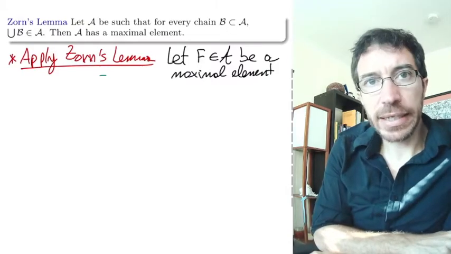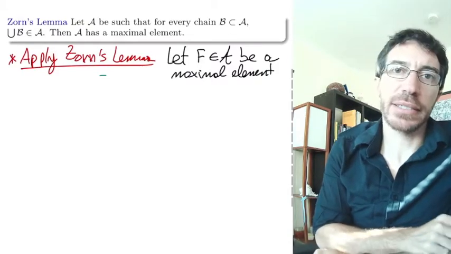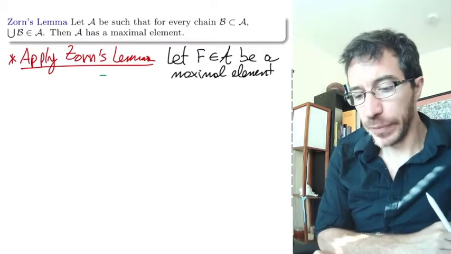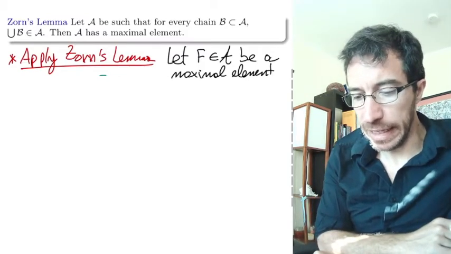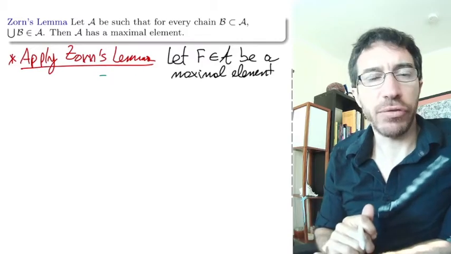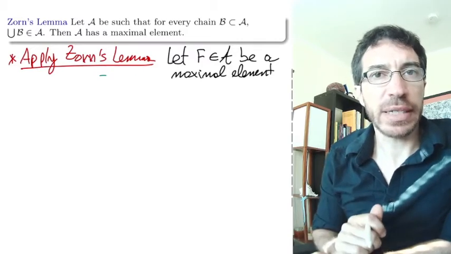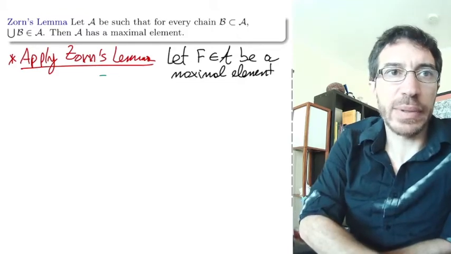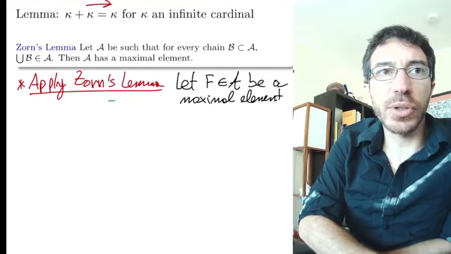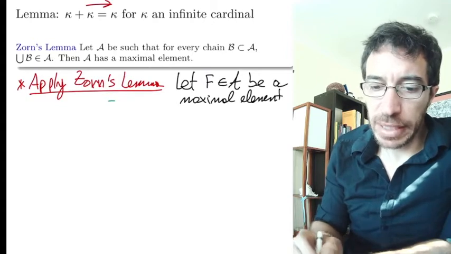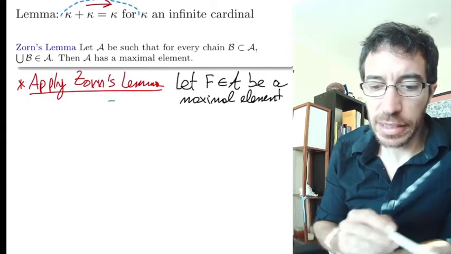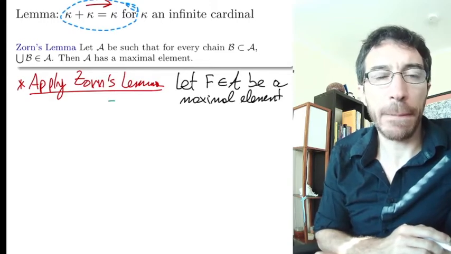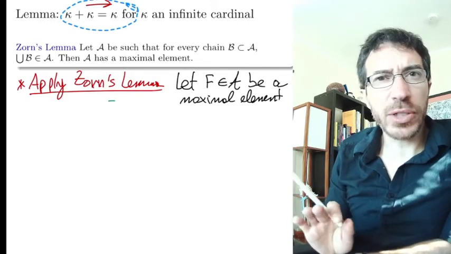And what does it buy us? It buys us a maximal element in this collection, calligraphic A, right? So that's our maximal element. Let's call it capital F. And now we have to see what we do with this maximal element. It would be good if we had that this maximal element was a function from kappa union kappa to kappa. But let's see what we actually get.